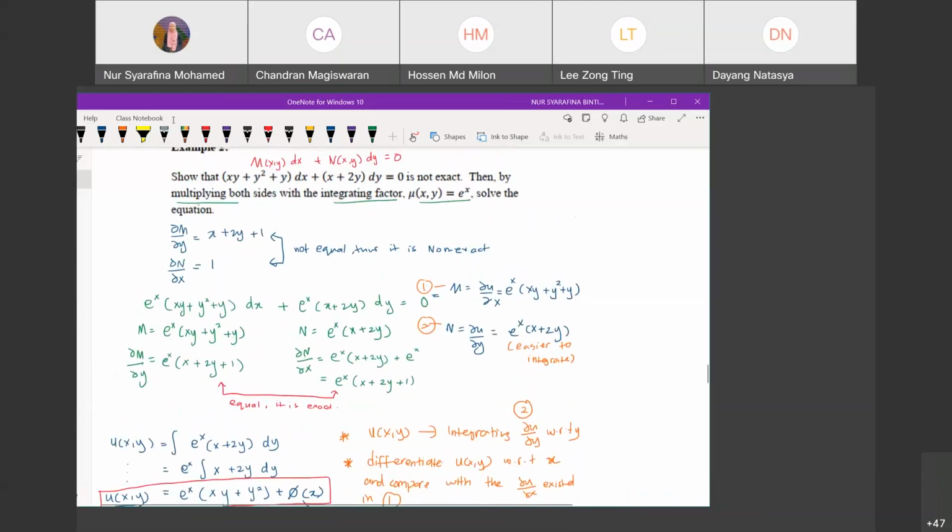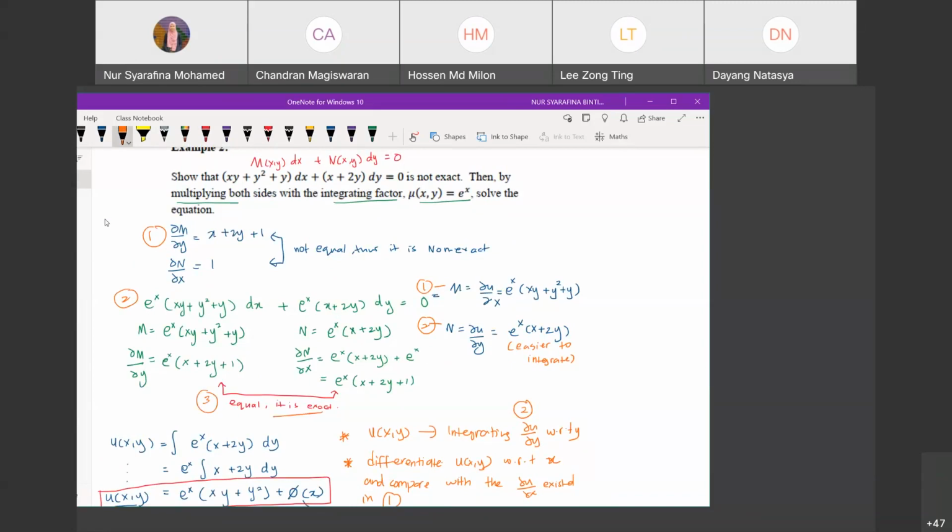Understand or not? Okay, let's review the process. First, you know that this is non-exact after you show that both are equal. Then, what you need to do here is multiply by the integrating factor. Once you multiply again, you prove the exactness. Now, they are equal. It is exact.